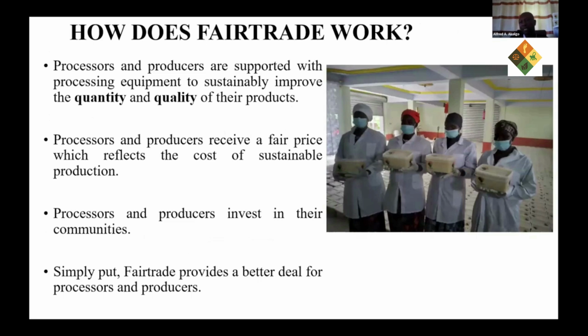And then how do we practice fair trade? That's the next thing I want us to look at. How do we practice fair trade? We have to make sure that we provide the needed support to our producers and our processors. You support them with equipment to sustainably improve the quantity and the quality of their product.